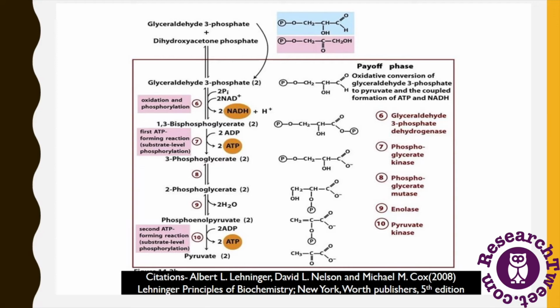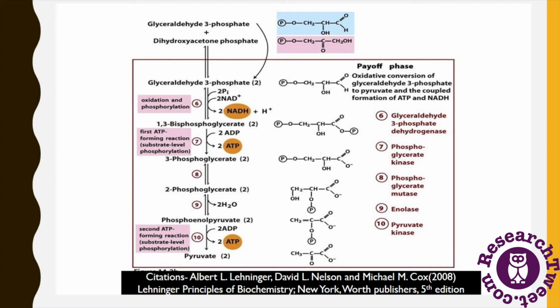So, with the help of diagrammatic representation, in this slide we will learn about the second metabolic phase, or the payoff phase of glycolysis. In this phase, we will see the conversion of glyceraldehyde 3-phosphate into 2 molecules of pyruvate and also production of 4 molecules of ATP. So let's learn about the steps of the payoff phase of glycolysis in detail. In the first step, we have glyceraldehyde 3-phosphate from the preparatory phase of glycolysis.